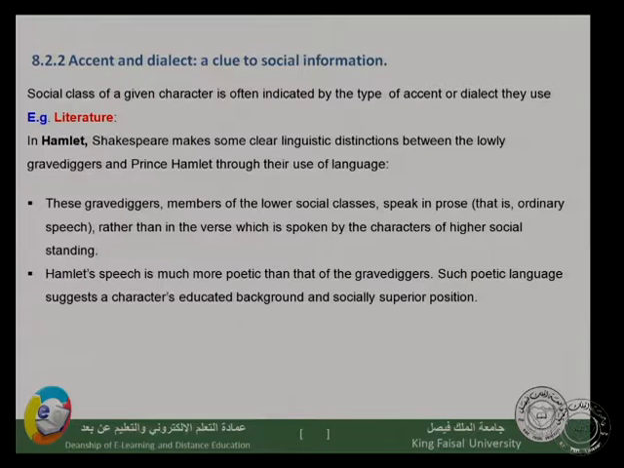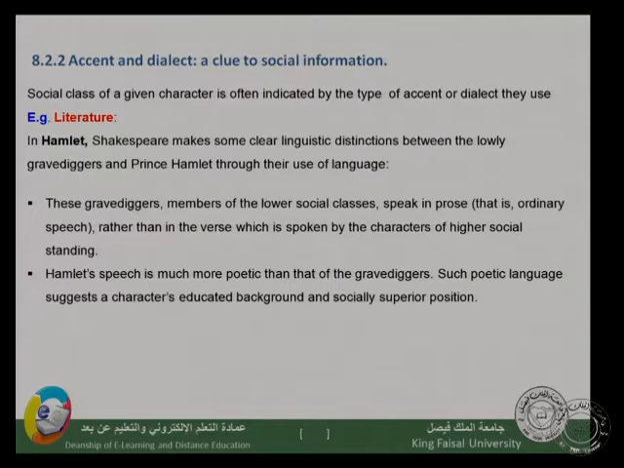We have an example taken from the literature. Hamlet. In Hamlet, a Shakespearean play, Shakespeare makes some clear linguistic distinction between the lowly gravediggers and Prince Hamlet through their use of language. So when somebody speaks, we can know whether he is a poor person, whether he has come from a high class or a middle class, or whether he is a highly educated person, depending on the variety of the language that he used.